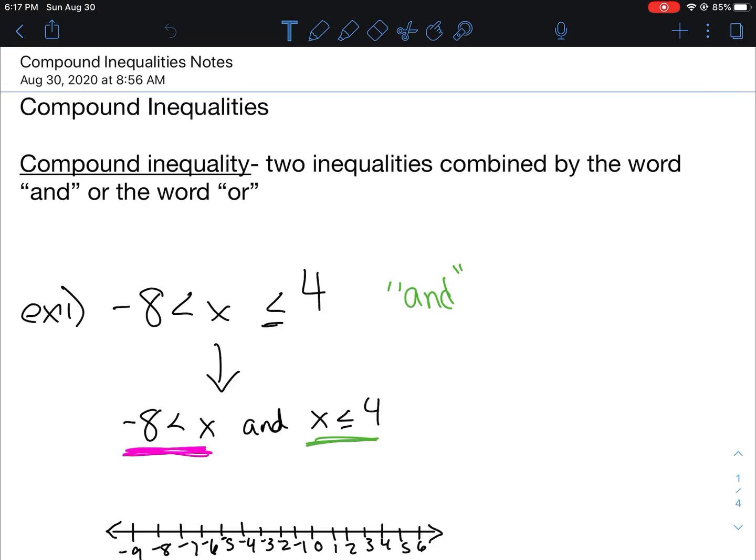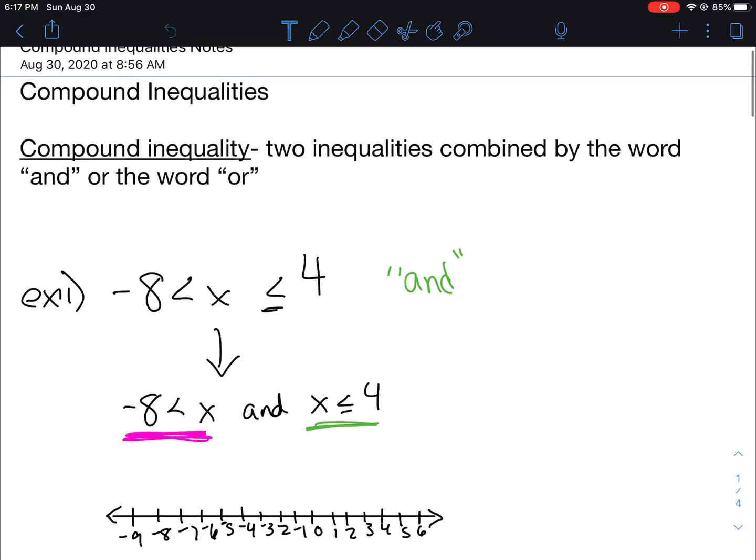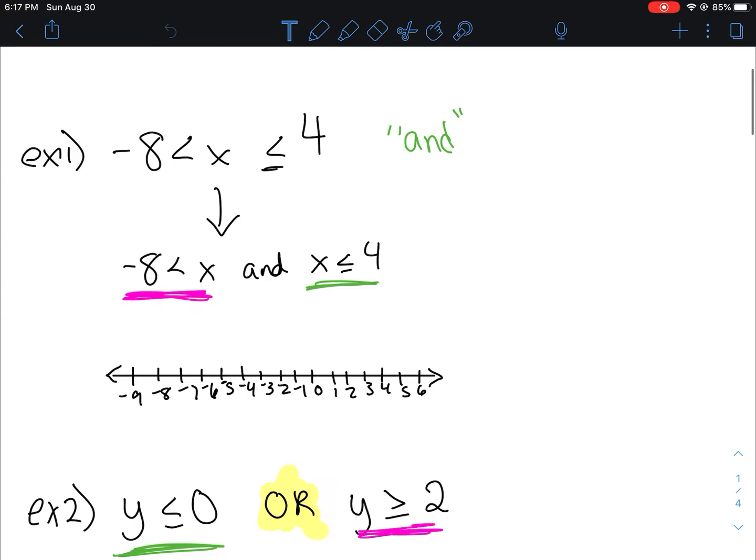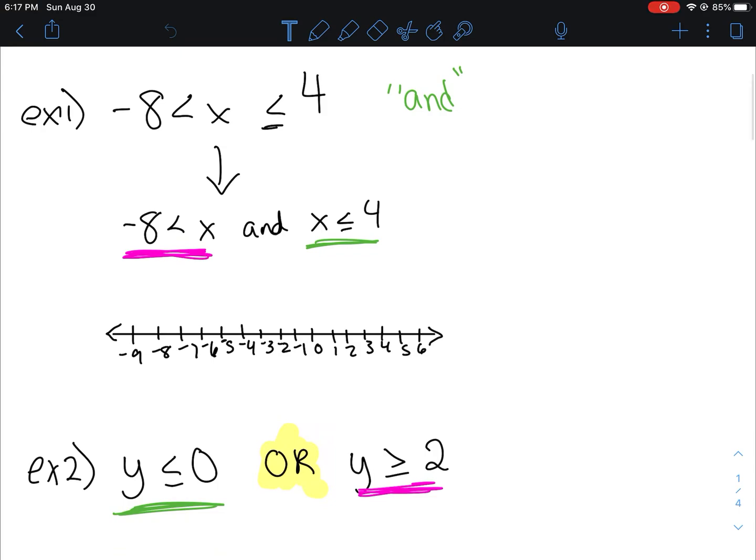So compound inequalities is when you have two inequalities combined by the word and or the word or. So you're looking for the word and or or. If it is written with a number is less than a variable, which is less than a number, then you can assume that it's and because it's combined. You know it's an or statement because it has the word or. All or statements will have the word or.